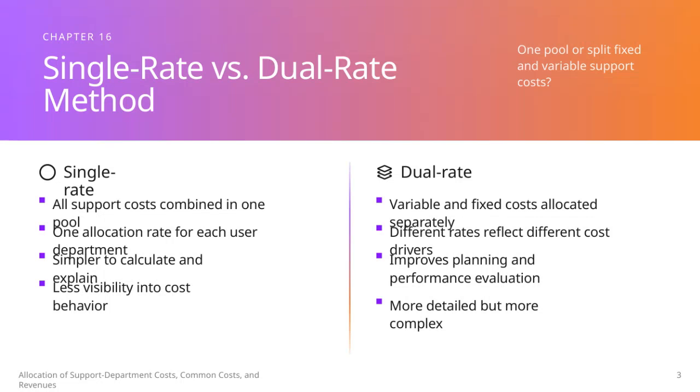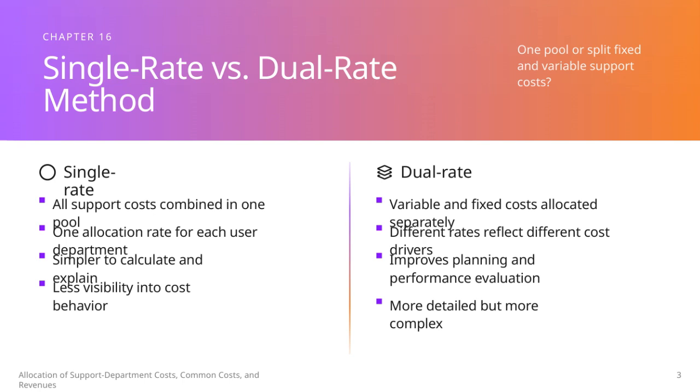Let's talk about the difference between the single rate and dual rate methods for allocating support costs. The single rate method combines all support costs, both fixed and variable, into one single pool. This means we use one allocation rate for each user department. It's straightforward, making it easier to calculate and explain, but it doesn't give us much insight into cost behavior since fixed and variable costs are lumped together.